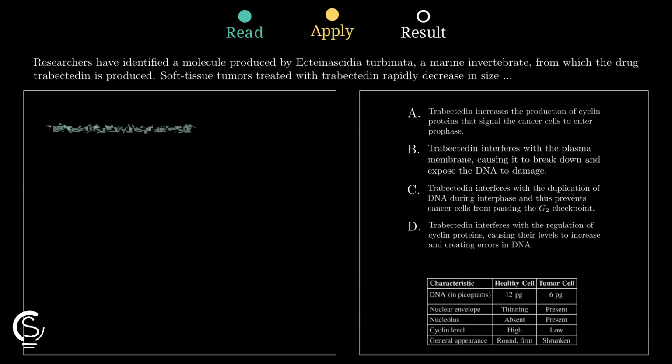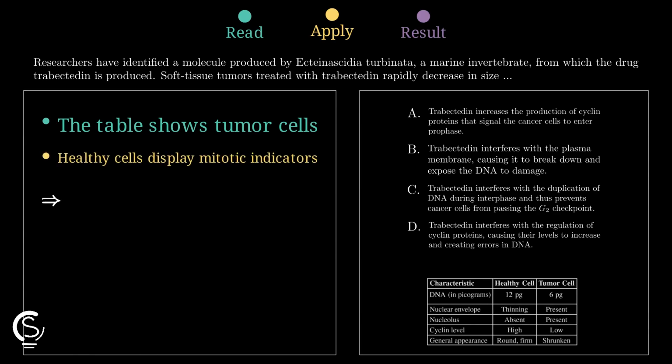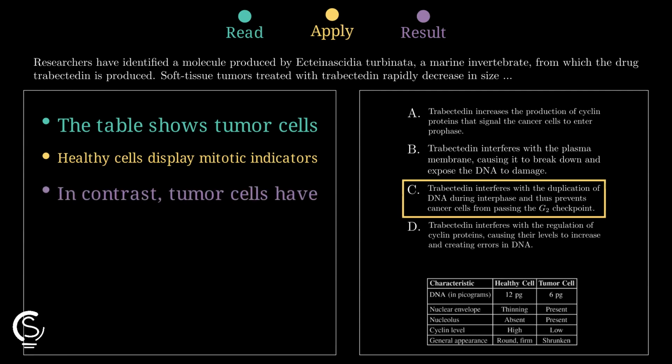Next, compare healthy cells with tumor cells. If healthy cells still show mitotic indicators, the drug is not generally destroying membranes or forcing every cell into chaotic division. That points to a cell cycle block in tumor cells, specifically before mitosis, when DNA must finish copying so the G2 checkpoint can be passed.